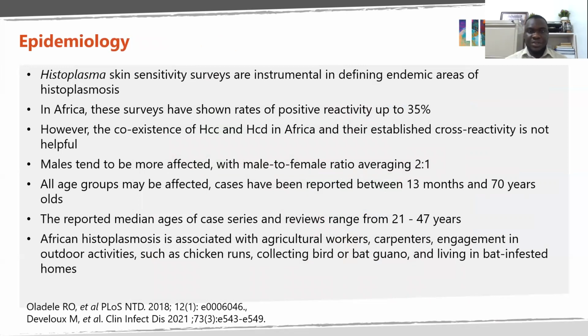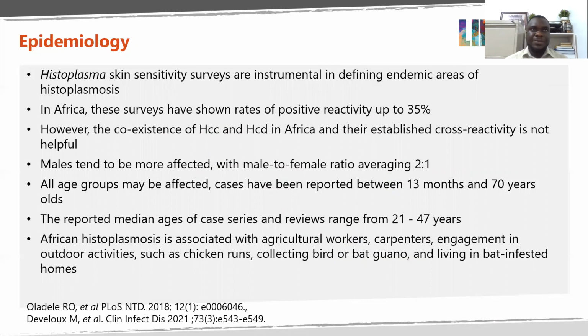Histoplasmin skin sensitivity testing is also very instrumental and has been used in classical histoplasmosis in the US and other parts of the Americas to define the exact hotspots. And in Africa, this has been used as well. The rate has been reported as high as 35%. So this was around a bat cave, where the variant duboisii was previously cultured from.